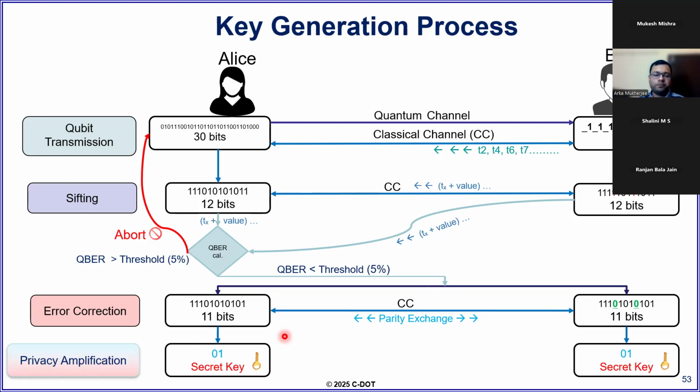One more thing, sir, we have converted 30 bits into 12 bits. Is that because of basis mismatch as well as channel noise, right? So both the things will be covered here, right?